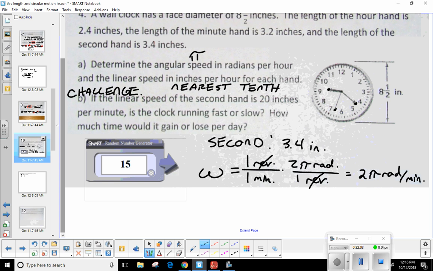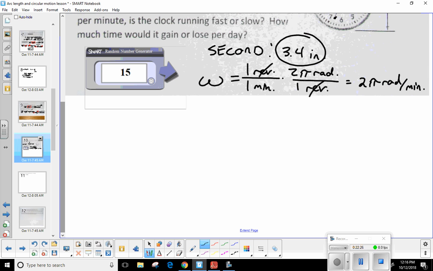Remember, how long is the second hand? We know exactly how long, so we want to multiply by the length of that item. In that case, that would be considered the radius of its own little circle that it's creating, because all these have different lengths. Okay. So let's go ahead and take care of the linear velocity.